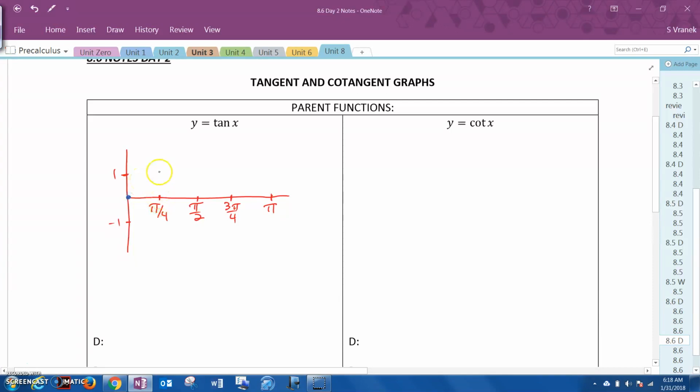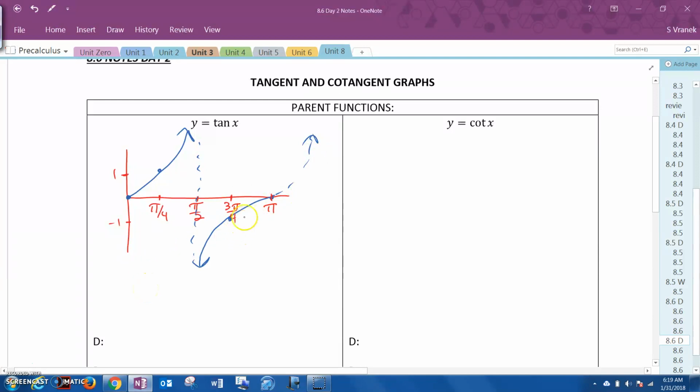At pi over 4, the tangent is 1. At pi over 2, the tangent is undefined, so we're going to put a vertical asymptote there. At 3 pi over 4, it's negative 1 because you're in quadrant 2 and tangent's negative. And then at pi, we're back to 0. So one cycle of the tangent graph looks kind of like this. And then it would keep going if you had more. But if I want to just look at that, that's what it is.